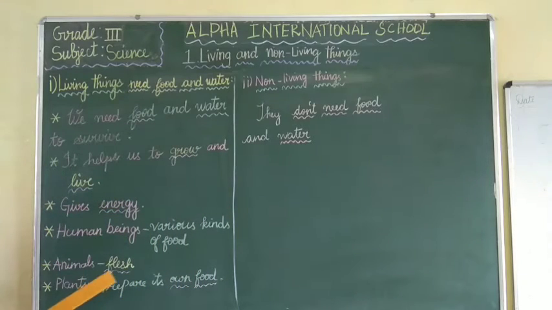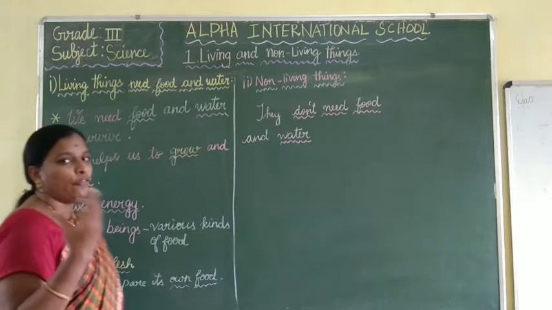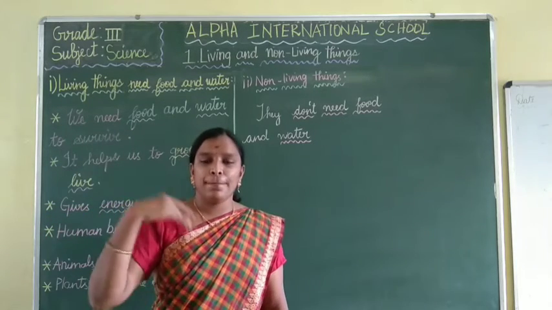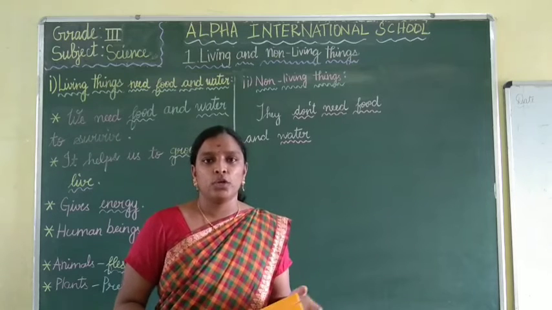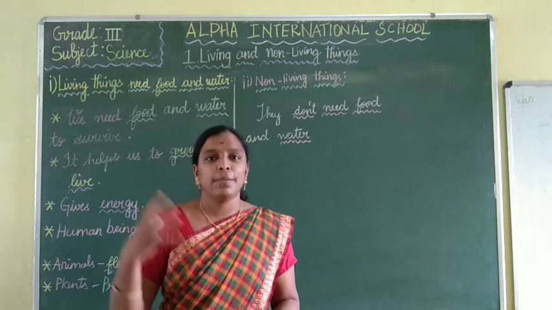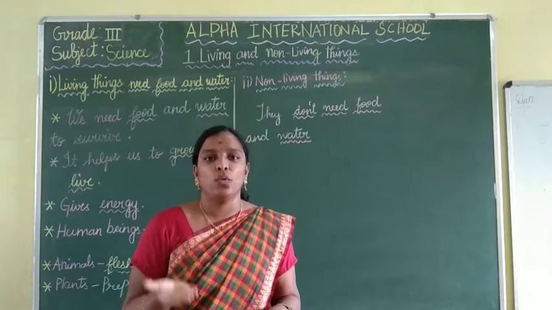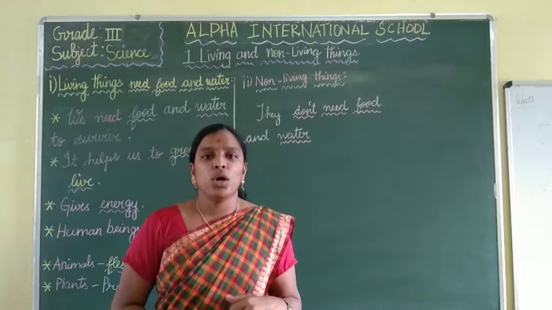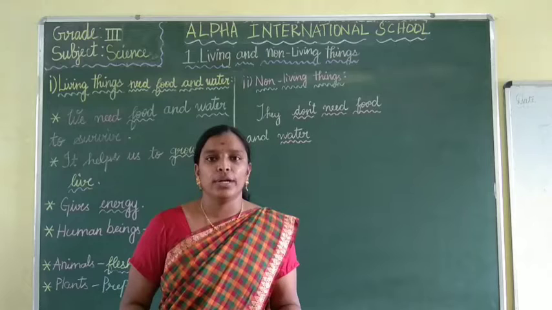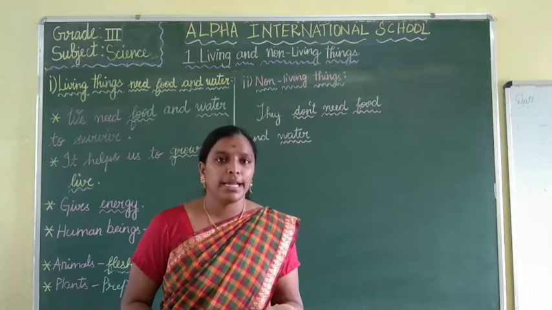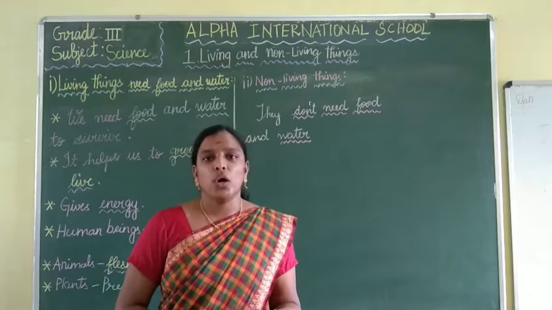Okay. Then plants. How do plants eat? They prepare their own food. We don't give food to them. They prepare their own food. They take water and convert it with minerals, and they get sunlight, and then prepare their own food. So this is how living things prepare their food, how they eat food and water, and how they get some energy.